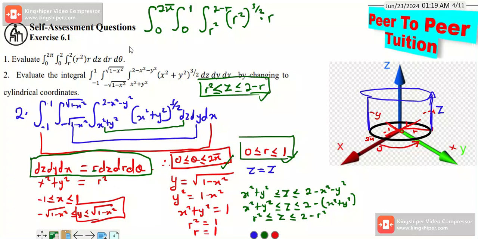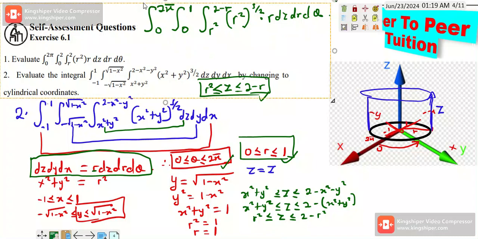Remember dz, dy, dx is giving us r dz, dr, d theta. So that is it. This is our new integral. We need to evaluate this one. So we need to integrate this one.